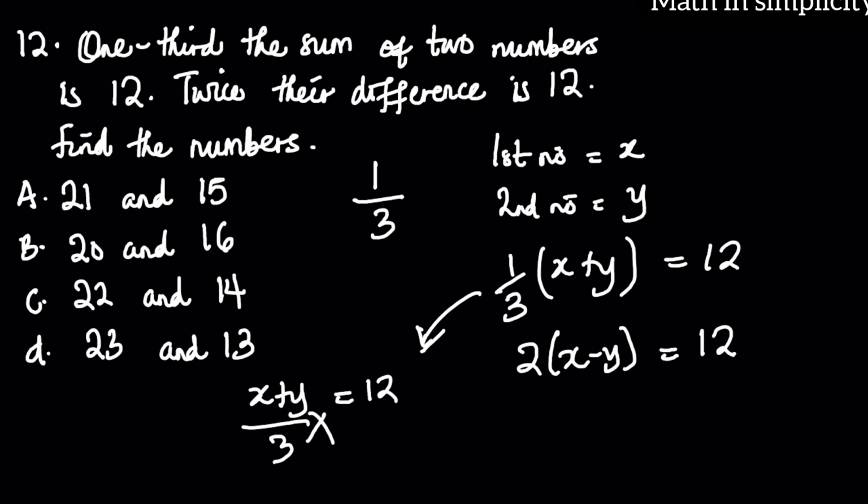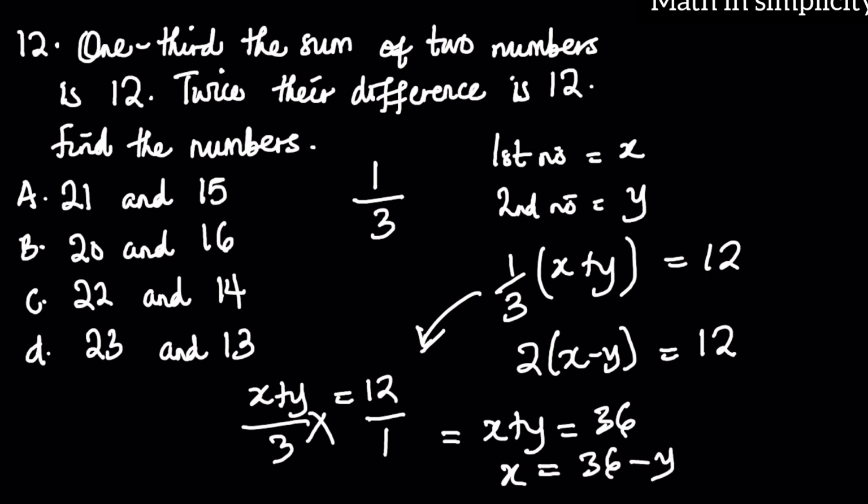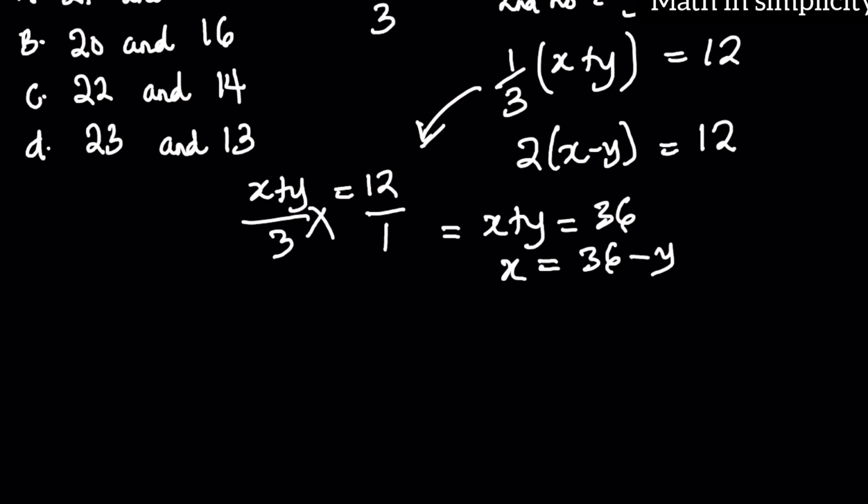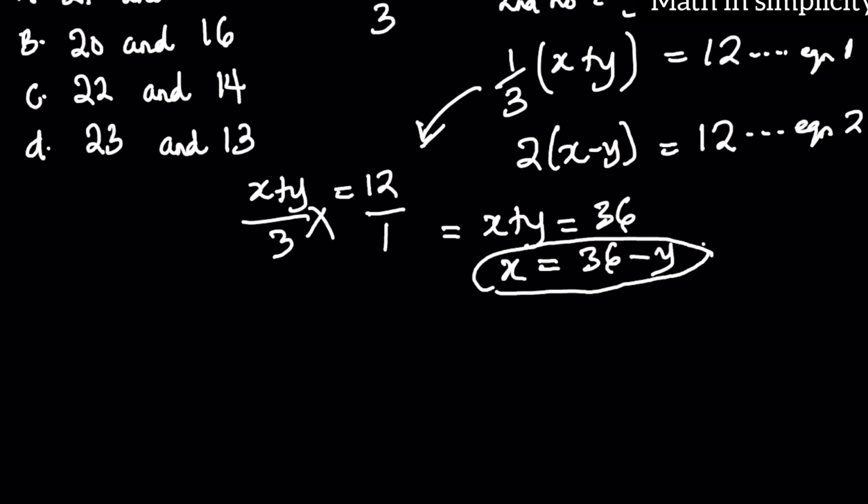Right? If we cross multiply, this is the same as 12 over 1. x plus y will be equal to 12 times 3, which is 36, so x is equal to 36 minus y. So we just got the value of x there. Now we can substitute the value of x in the second equation, because we can number this equation as equation 1 and this one as equation 2.